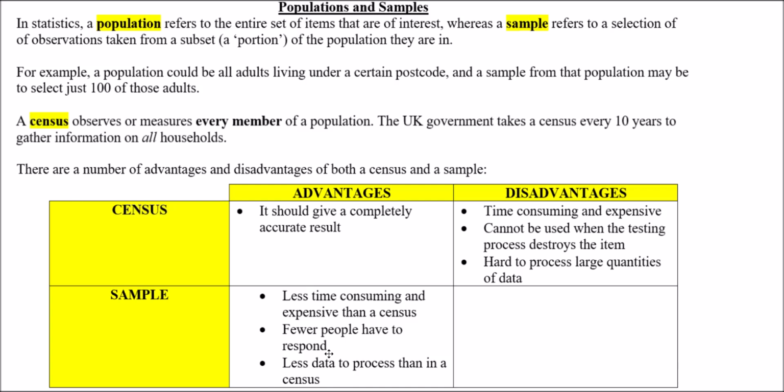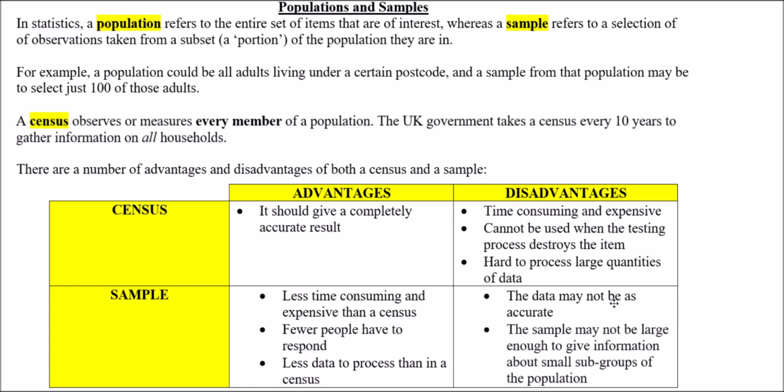It does have some disadvantages though. So the data may not be as accurate. Because a sample is a smaller number than a census, there is going to be some uncertainty, even if it is a good sample. As well as that, the sample may not be large enough to give information about small subgroups of a population.